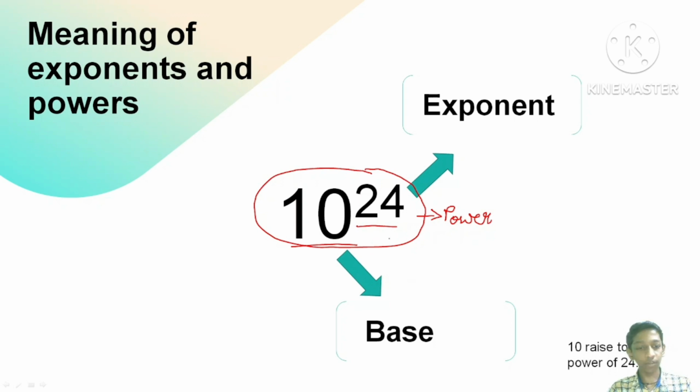Now what is the meaning of 10 raised to the power of 24? It means we have to multiply 10 by itself 24 times. That is 10 into 10 into 10 into 10, multiplied by itself 24 times.